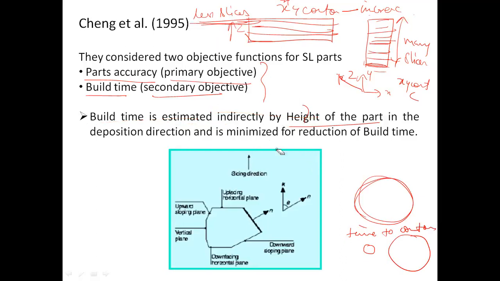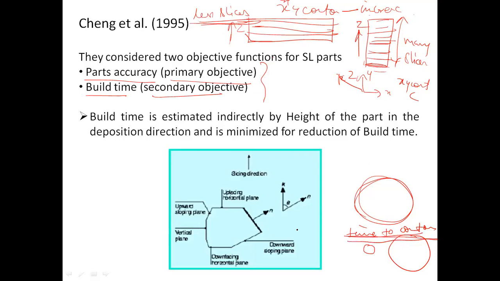So what Chang said was that build time is basically dependent on the height of the part in the deposition direction. This is the deposition direction that we had considered. Number of slices more, build time will be more. Number of slices less, build time will be less. But here he is not considering the time to contour the individual layer.